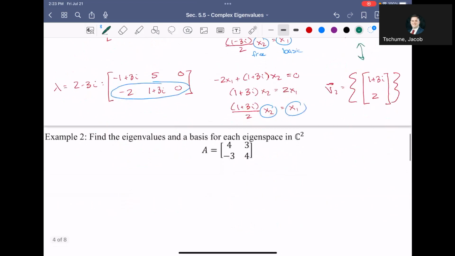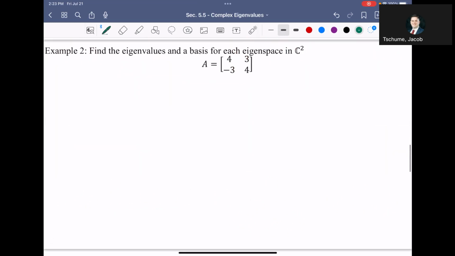All right, so let's look at a second example to see if we can talk through this shortcut here. Once again, you are given a 2 by 2 matrix, and the instructions are saying to find the eigenvalues and a basis for each eigenspace in the second dimension of the complex field.